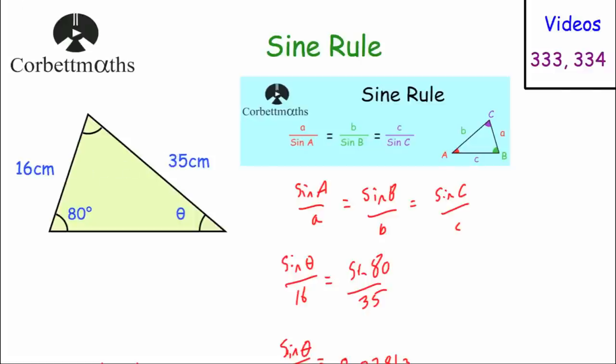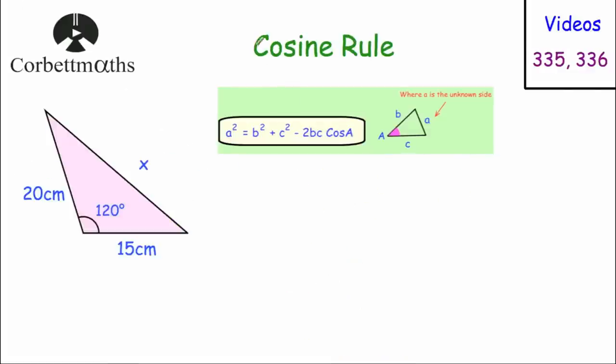Okay, so we've looked at the sine rule. Let's now have a look at the cosine rule. And the cosine rule is video 335 and 336 in Corbettmaths. And here's part of the Corbettmaths revision card. And we've got our cosine rule here. So we've got this triangle, and we've got a squared equals b squared plus c squared minus 2bc cos A.